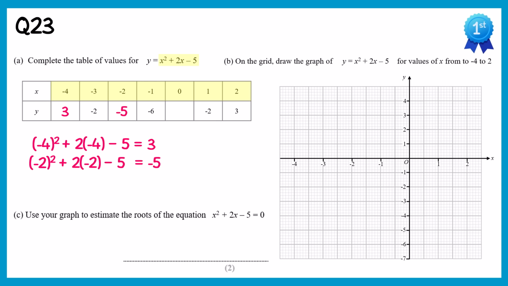Then we do the same thing for 0, so it's 0 squared plus 2 lots of 0, subtract 5, which is negative 5 as well. So when x is 0, y is negative 5.